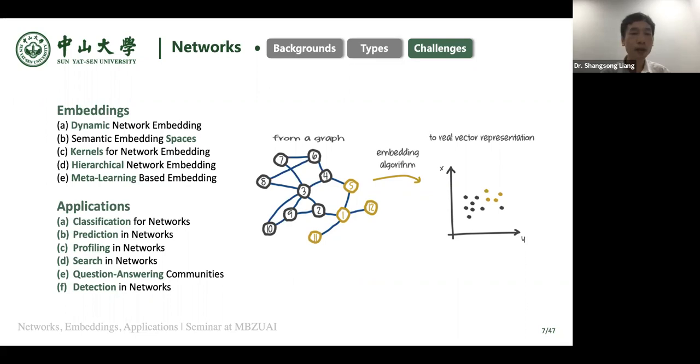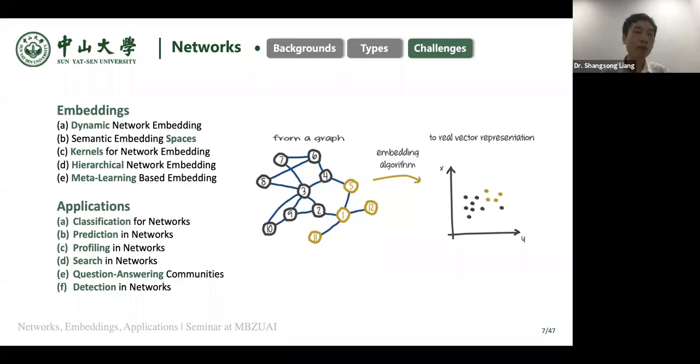Another challenge is that most embedding algorithms suppose the data are distributed in Euclidean space. That assumption is very strong, and in some tasks the data will not be distributed in this space. So what kind of space should we model the data in? For instance, in a hierarchical network, some people model the data in hyperbolic space, not Euclidean space. So what kind of space should we model the data into? That is one of the challenges.